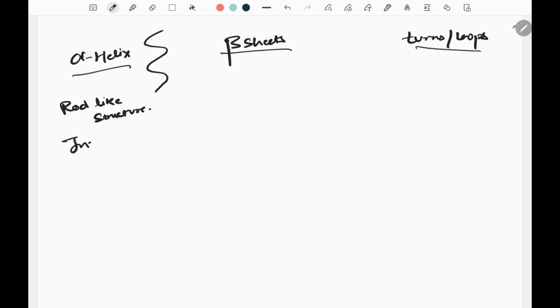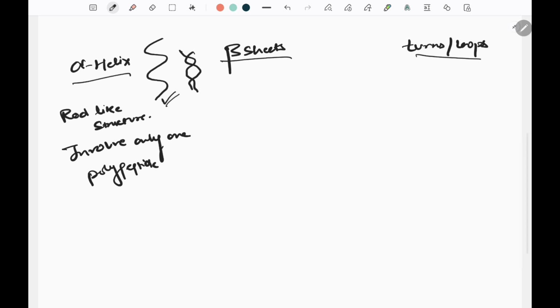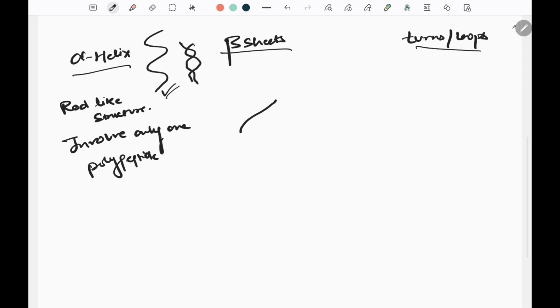It involves only one polypeptide chain. Unlike DNA, where it can have two or three, in the case of protein only one peptide chain forms this alpha helix. So in this, if this is our alpha helix, right, the R group will stick outside, and the CONH groups are going to form this bond.